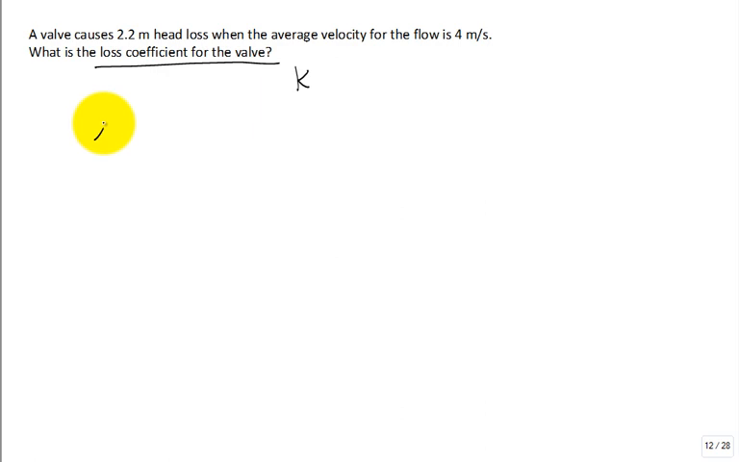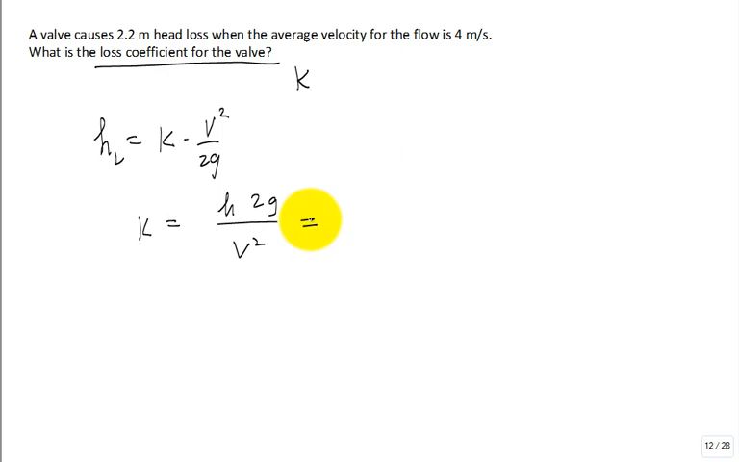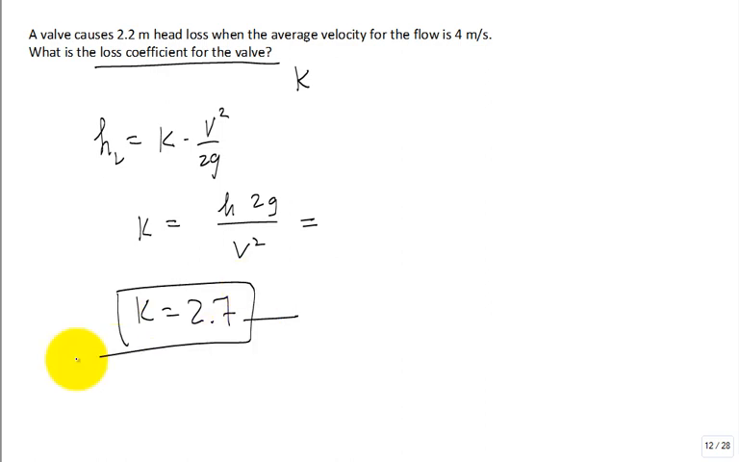So the equation is head loss equal to K times V squared over 2g. And so you want to go ahead and put K loss is equal to h, head loss, times 2g divided by V squared. True? And if you substitute the numbers, you find that K comes in at 2.7. If you chase your SI units, dimensionless. Make sense? All right.